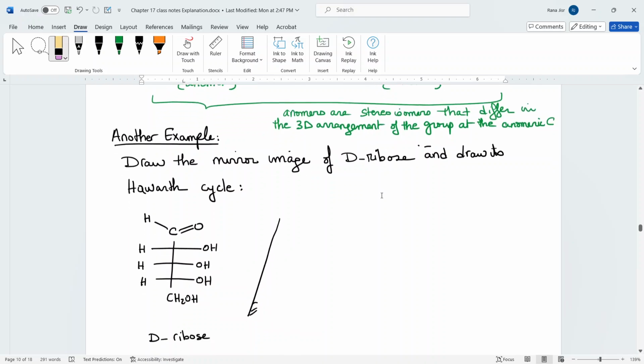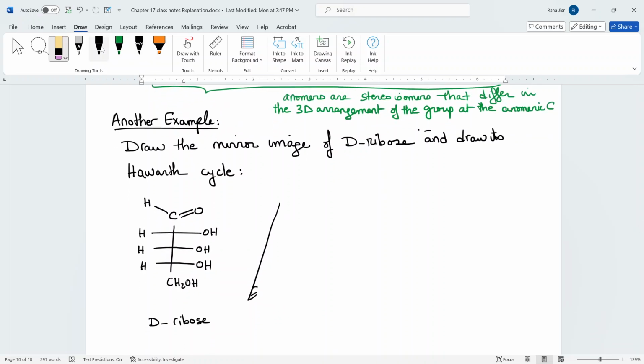So let's have another example. Draw the mirror image of the ribose. We are given the structure of the ribose. So to draw the mirror image, draw the vertical line and then simply draw the reflection. So your OHs are going to be on this side. Here you go. And then the hydrogens are going to be on the other side.